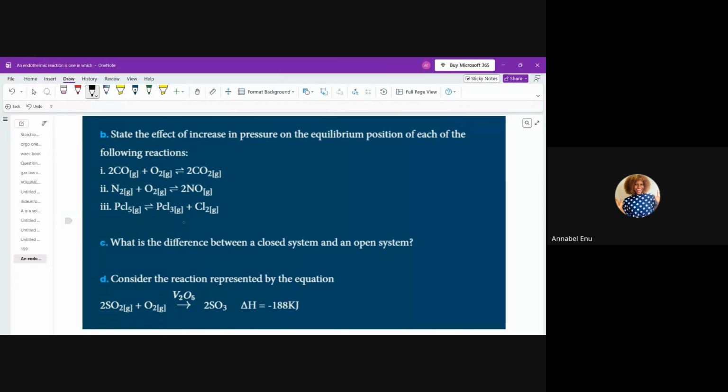Yes, any other person can also try it out. But I want to hear from Winner. If another person has the answer, you can say it. What will be the effect of pressure on this first reaction?